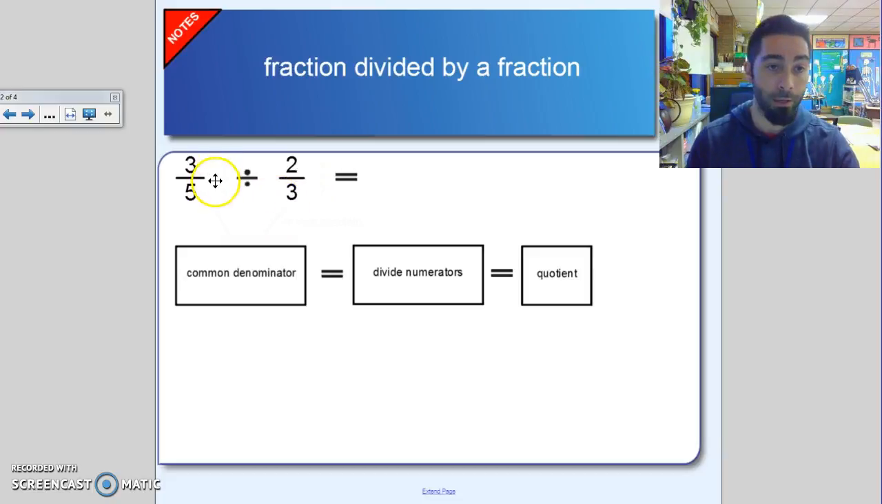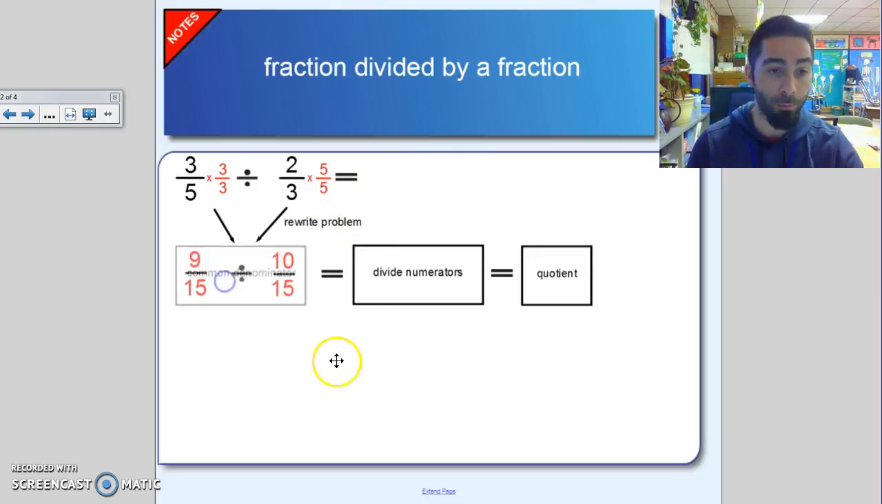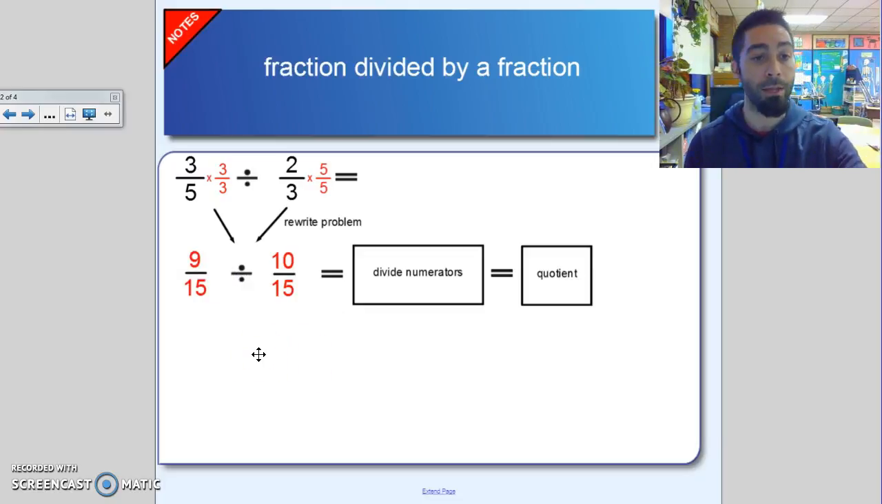My common denominator is going to be 15. So I'm going to be multiplying 3/5 by 3/3 and 2/3 by 5/5. Now I rewrite my problem with my common denominator. So now I've got 9/15 divided by 10/15.